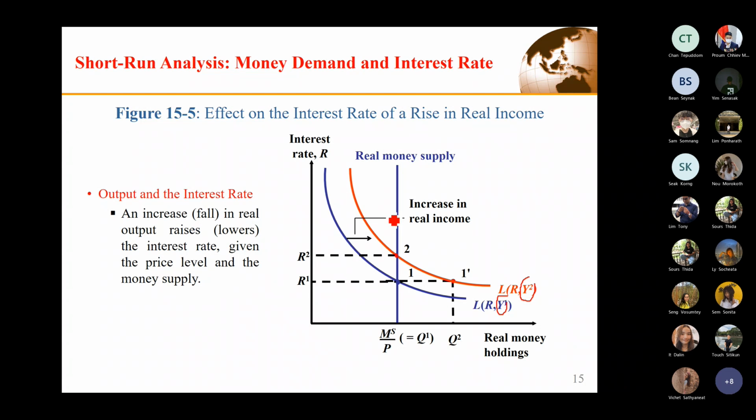So we can learn that if this happens, the interest rate would increase from R1 to R2, as people prefer to keep more cash. If they don't have it, they need to borrow so that they can spend it. So this is just the review of what we studied last week. I hope you recall this again.